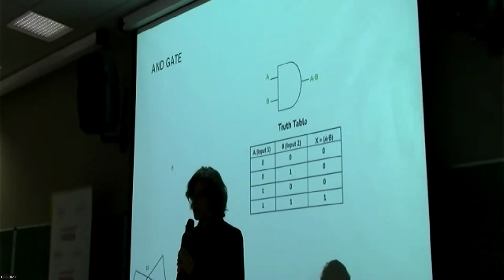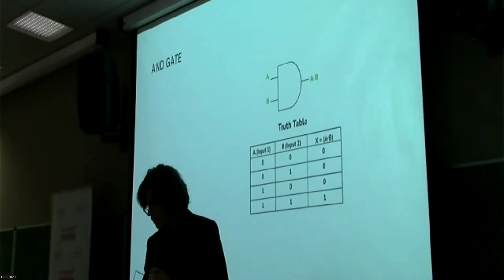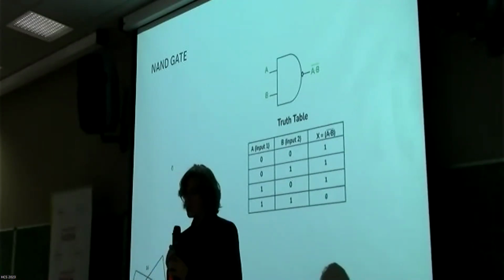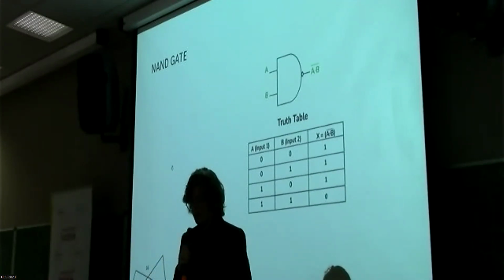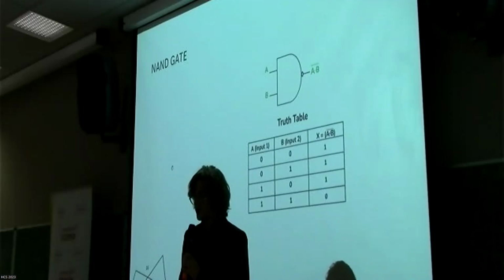We also have an AND gate, and in this case we have a logical output of 1 only when we provide input to both gates at the same time. And, for example, the NAND gate is basically the negation of the logical AND gate.